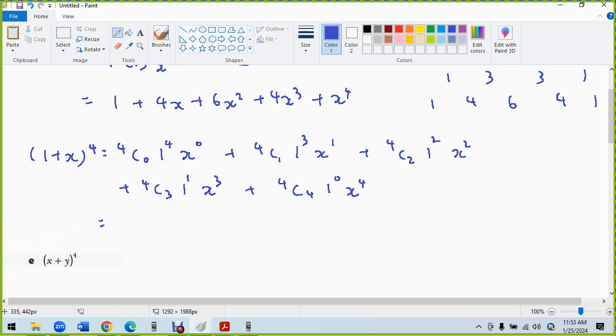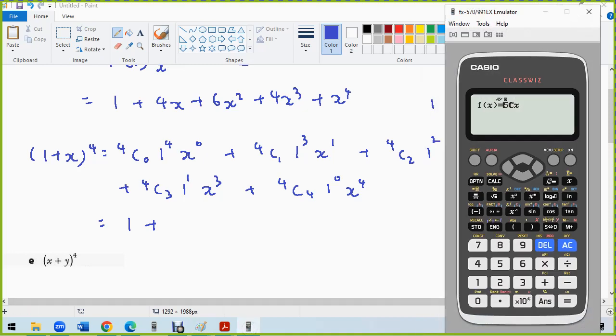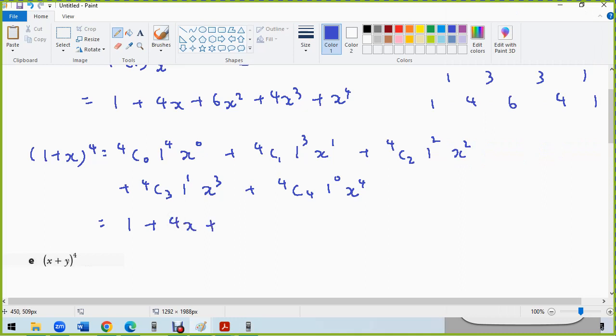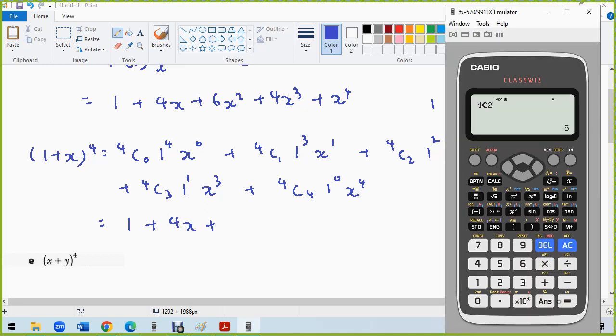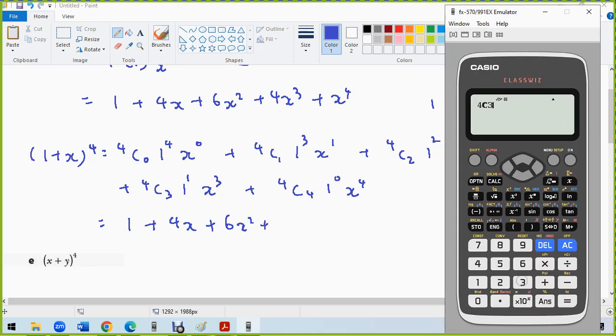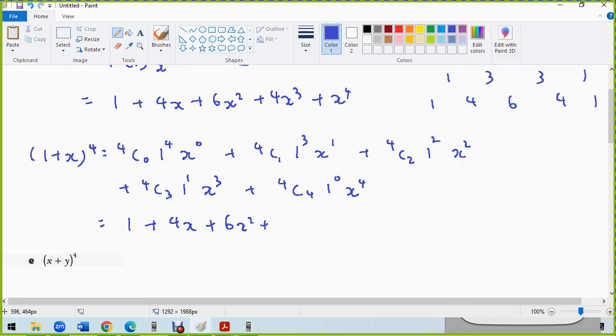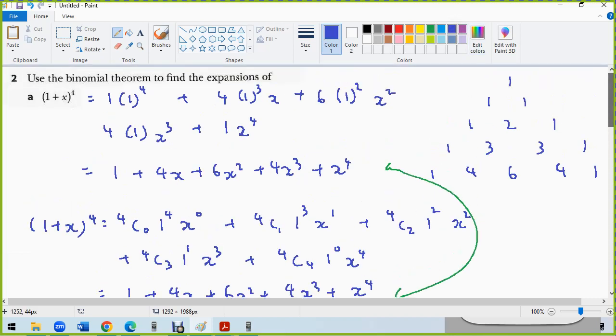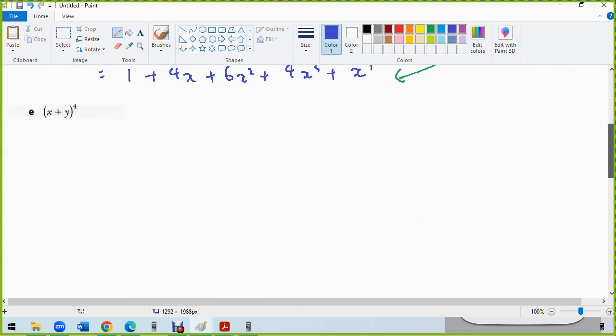4C0 is 1, then this will become 1. 1 power 4 is 1, x power 0 is also 1. Then we have 4C1, okay, 4C1 is 4. So we have 4x. And then 4C2 is 6, so 6x squared. Then 4C3 is also 4, so 4x cubed. And then x power 4. So these two are the same. Okay, but the question asks us to use the binomial theorem. Then we will use the binomial theorem.